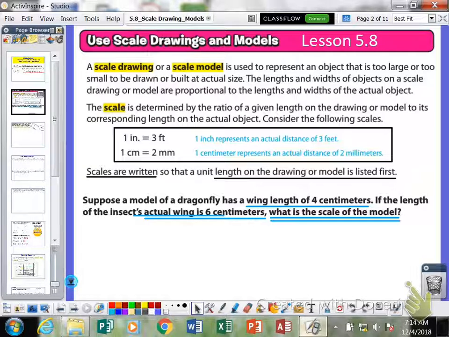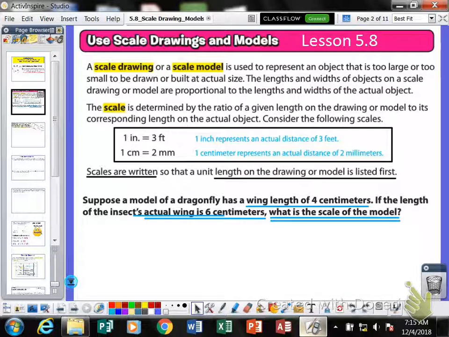So consider the following scale. 1 inch equals 3 feet. What that means is 1 inch represents an actual distance of 3 feet. So if they were looking at a drawing or the model, maybe if you're building a house, this living room measures 1 inch, and that means it's 3 feet.